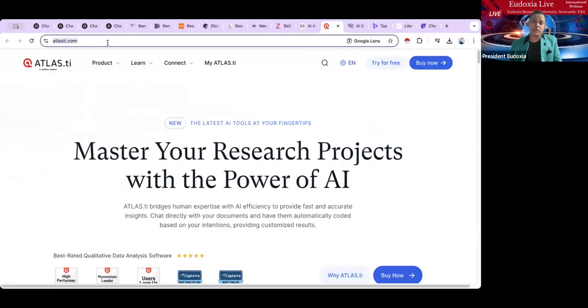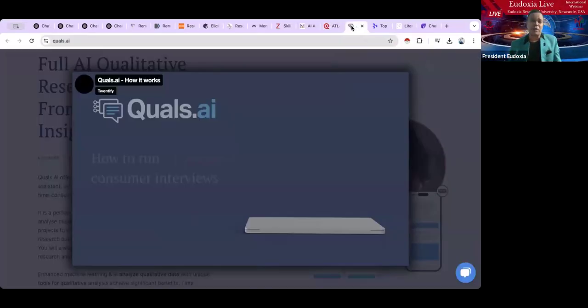Then Atlas.ti, of course, try free first, and then if you feel you need that one, then definitely you can go with this one. So I'm sharing Atlas.ti. Later on I will explain with our upcoming webinars.